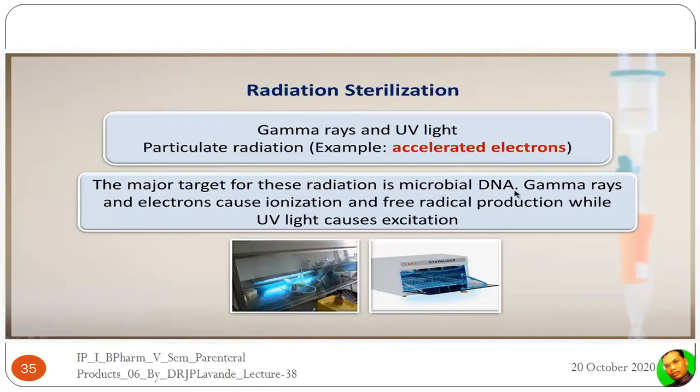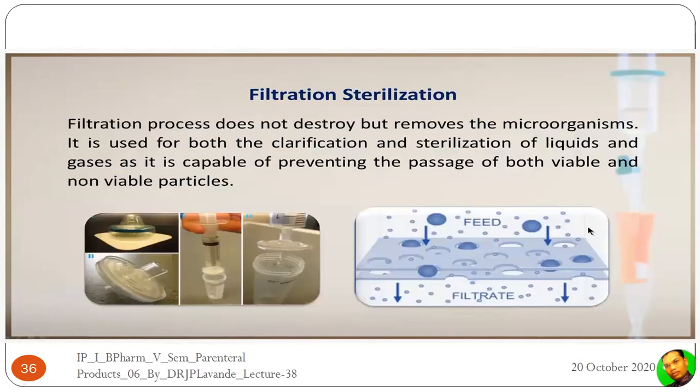The gamma rays and electrons cause ionization and free radical production, while UV light causes excitation. So all these are the different mechanisms. UV light produces excitation, whereas gamma rays and electrons cause ionization and free radical production that is responsible for the process of sterilization.